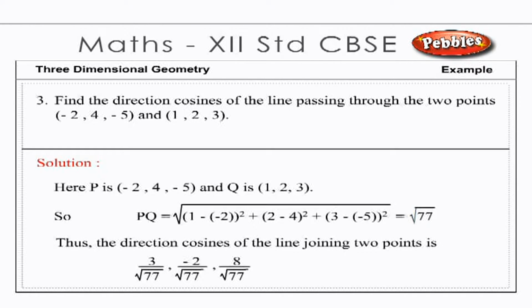Here, P is minus 2, 4, minus 5 and Q is 1, 2, 3. So, PQ is equal to root of (1 minus minus 2) the whole square plus (2 minus 4) the whole square plus (3 minus minus 5) the whole square, equal to root 77. Thus, the direction cosines of the line joining the 2 points are 3 by root 77, minus 2 by root 77, 8 by root 77.